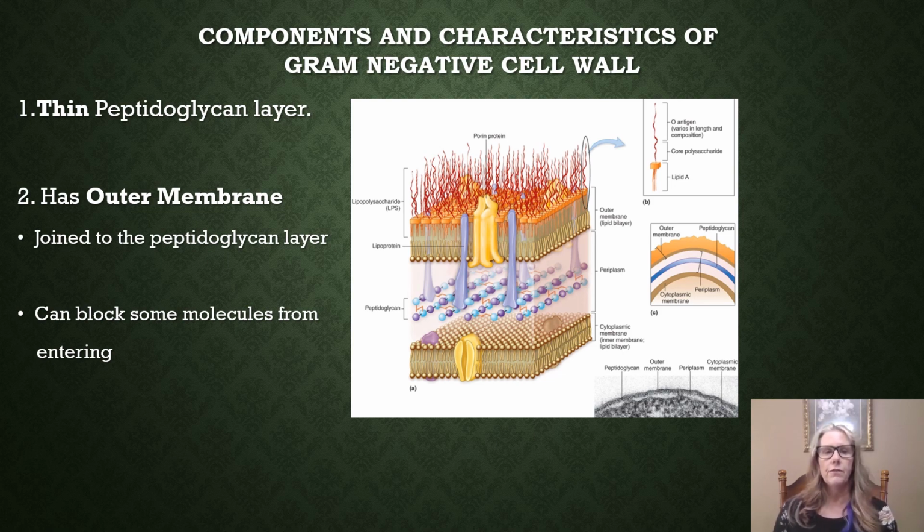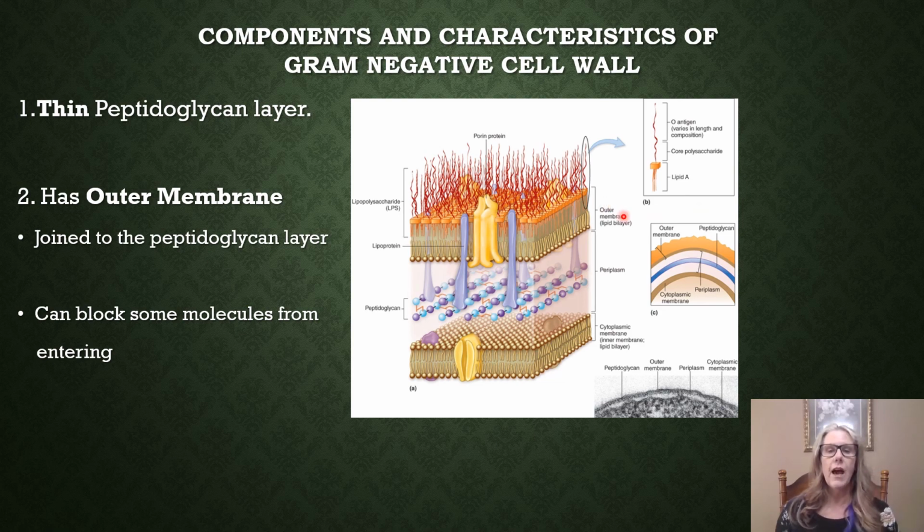So first of all, for number one, let's look at the peptidoglycan layer. Right in the middle, you should recognize the blue and purple circles representing the peptidoglycan layer. Okay, it's not as thick as it is in gram-positives. So gram-negatives have a thin peptidoglycan layer. And they have something that gram-positives do not have. They have an outer membrane, okay?